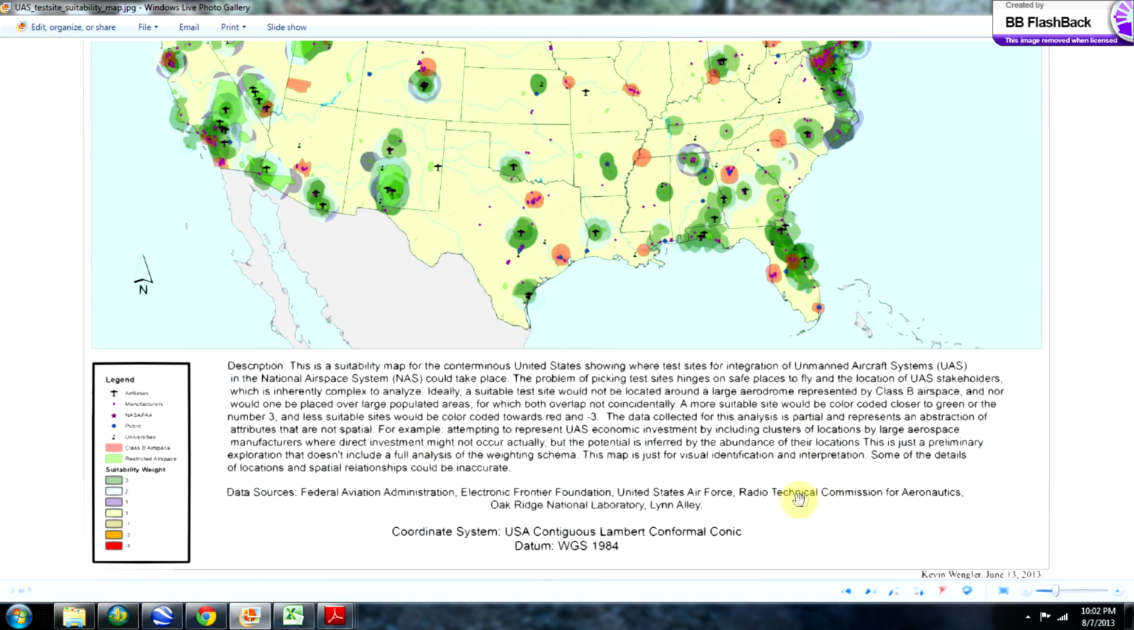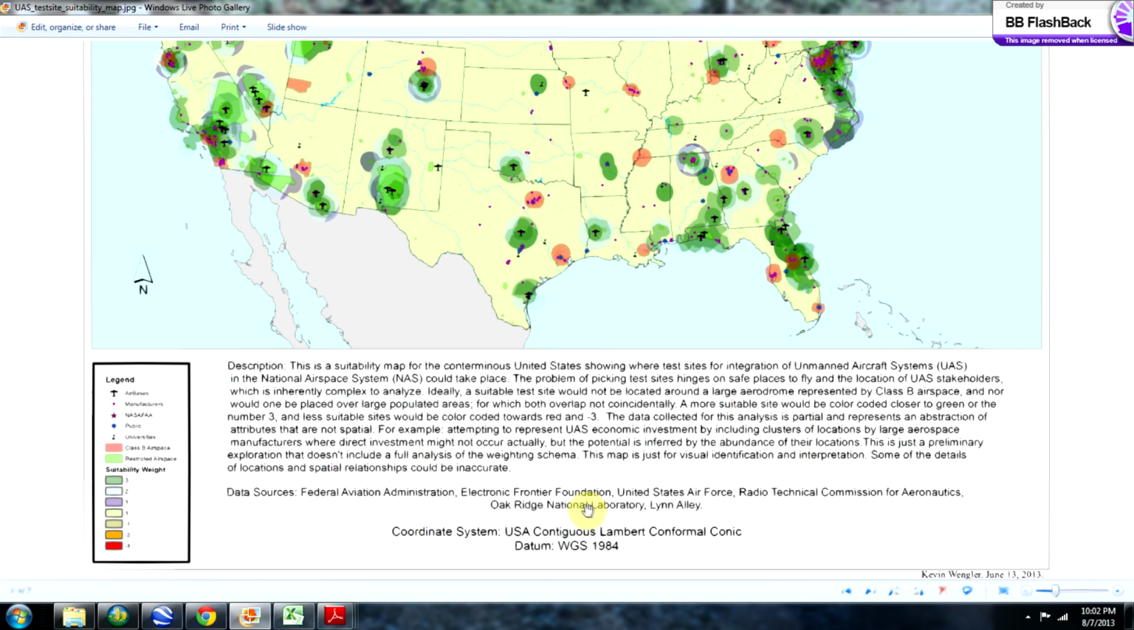The Radio Technical Commission for Aeronautics. This is something that most people have never heard of, but a lot of what goes on with the integration and the technical standards of unmanned aircraft systems hinges on the people who work at the RTCA and the people who are working with them in concert to make the proper changes and set the standards that need to occur so that UAS can function safely.